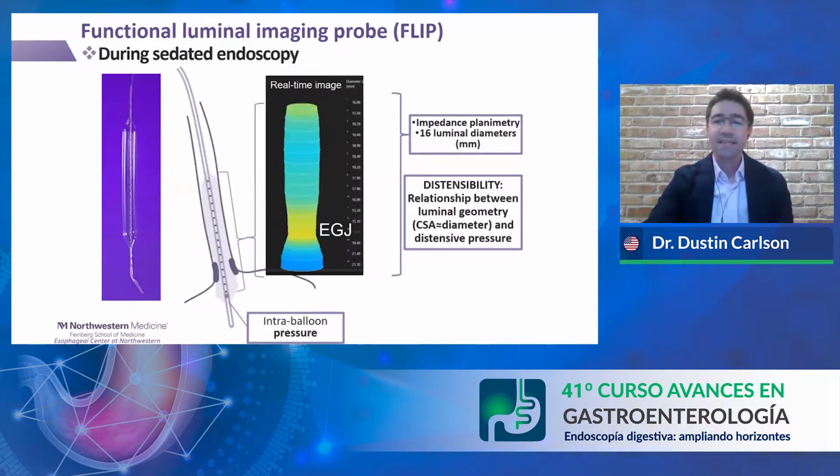The FLIP is a device that can be placed into the esophagus at the time of endoscopy and utilizes impedance planimetry technology to measure the luminal dimensions, cross-sectional area, of a balloon attached to the distal end of a catheter as the balloon is filled with fluid in a controlled manner. And within the balloon is also a pressure sensor that allows for measurement of the dimension-pressure relationship, i.e.